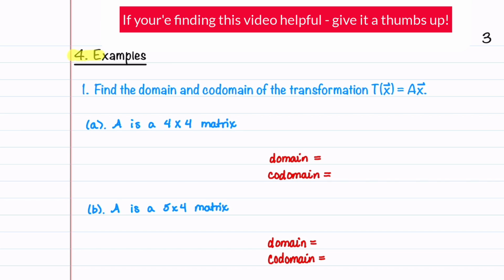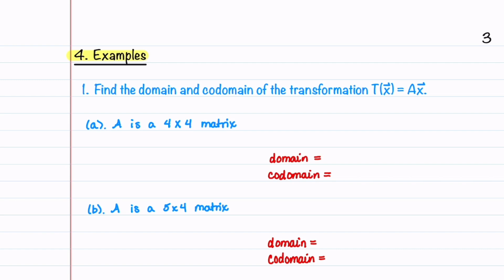Let's now walk through 3 example problems so that we can understand how the terminology that we just learned is used in practice. In our first example, we're asked to find the domain and codomain of the transformation T of x is equal to A times x. Because we want to find the domain and codomain of the transformation A times x, let's write down Ax and then look at the size of A and of x.